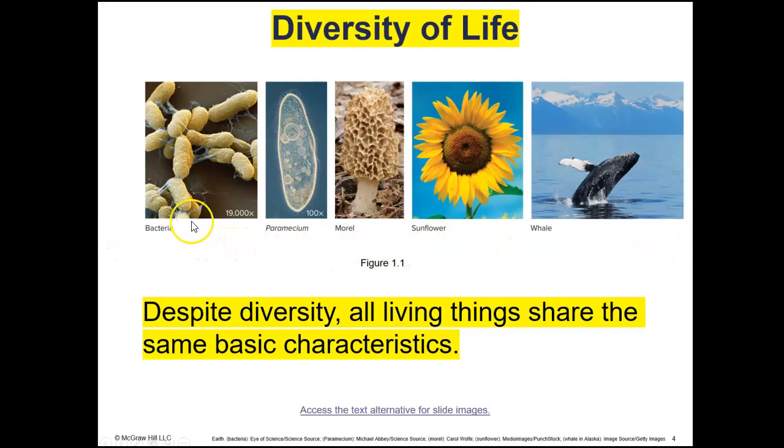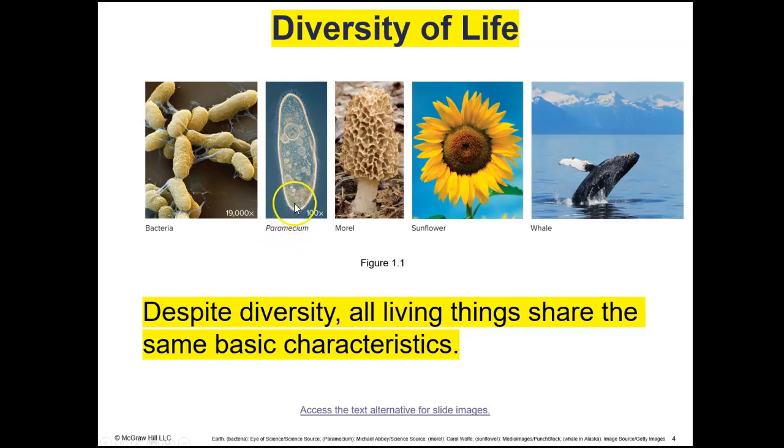So what you're seeing on this slide is an image of 5 different types of living things from 5 different groups of living things. You have bacteria, which are from the domain Bacteria. These bacteria look to be E. coli because they're oval shaped. They are taken with an electron microscope. This is an electron micrograph image. It's showing the E. coli 19,000 times bigger than what they actually are.